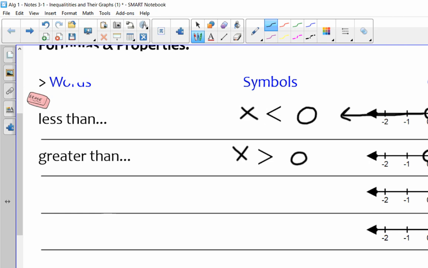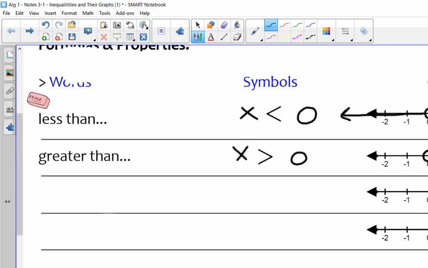So x is 2. Is 2 greater than 0? Yes. x is 10. Is 10 greater than 0? Yes. And so on down the line. Open circles just say I can't use that number, but I'm going to start from there. And anything in one particular direction is going to work.